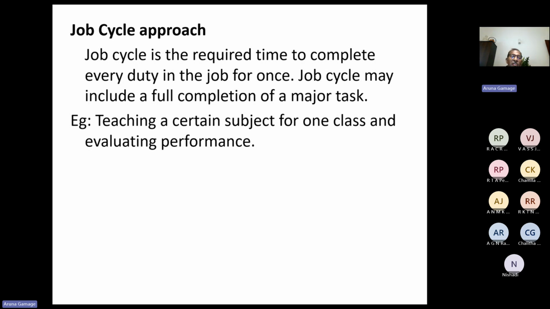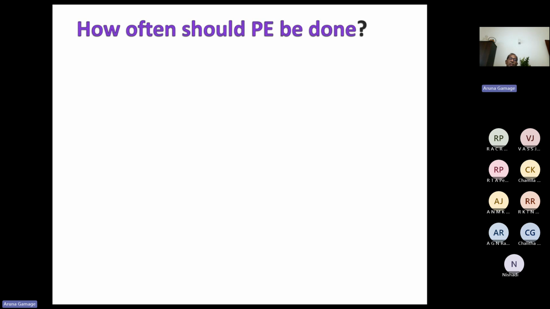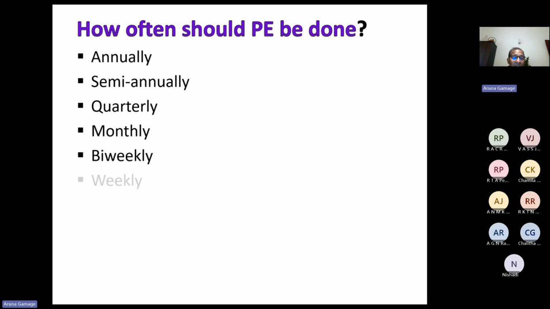How often should performance evaluation be done? There are several alternatives. We can do it annually, semi-annually, quarterly, monthly, bi-weekly, weekly, daily, even hourly. The more often the better, but there are some disadvantages of doing it very often. You have to divert your productive time for evaluations. So what we can recommend is performance evaluation should be done at least once a year. But if it is twice a year, that is far better, so that you can reap some advantage.